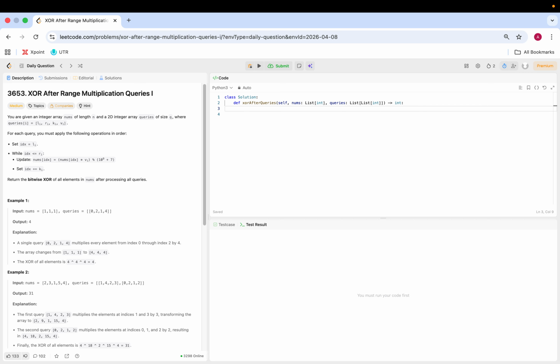So simply put, for L, R, K, and V in queries, for I in range L up to R plus 1, increment by K, nums at I is equal to nums at I multiplied by V, whole thing modded by mod, where mod is equal to 10 to the power of 9 plus 7.